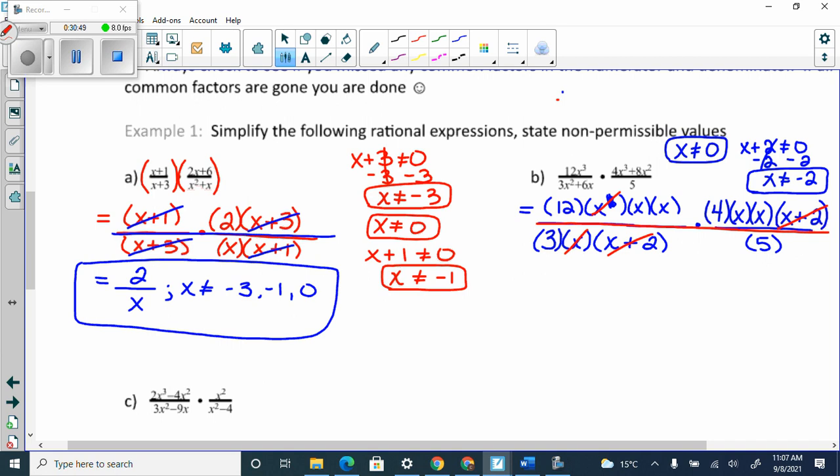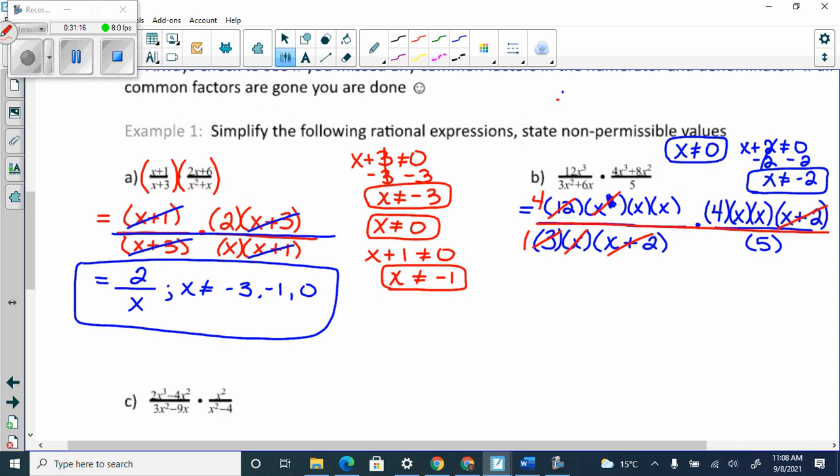And then sometimes it's harder for people to see that things cancel. So the 12 and the 3, you could take a 3 out of both of them, right? If you don't see that, you could put the 12 and the 4 together and make 48, 3 and the 5 together make 15, and then cancel in the next step as well, if that's easier. Sometimes that is. But I see this 12 and this 3, and I know I can take a 3 out of both. So 3 divided by 3 is 1. 12 divided by 3 is 4. And then I think I'm reduced.